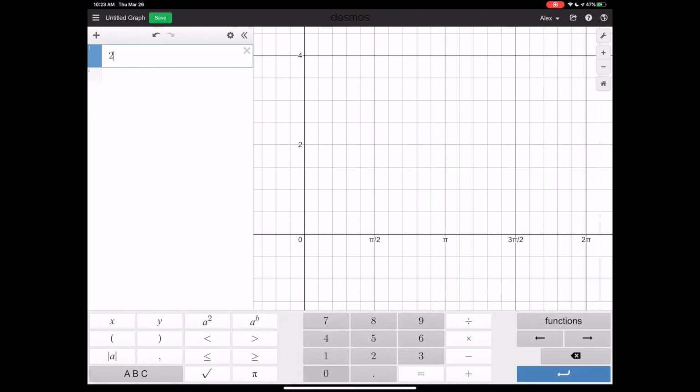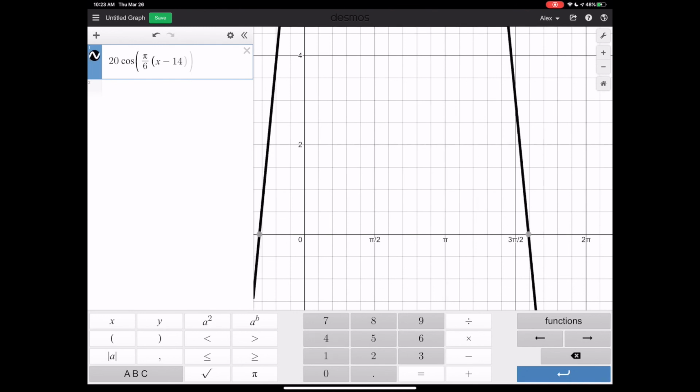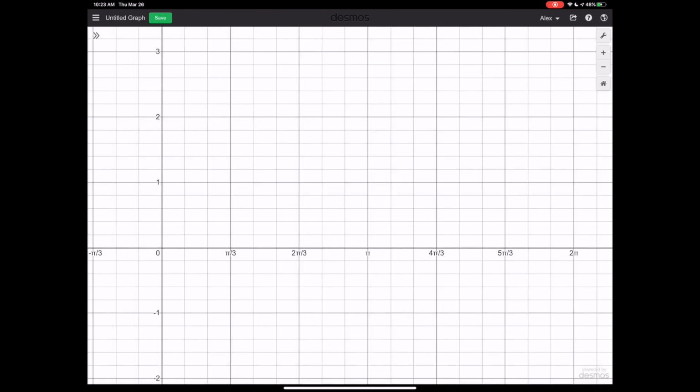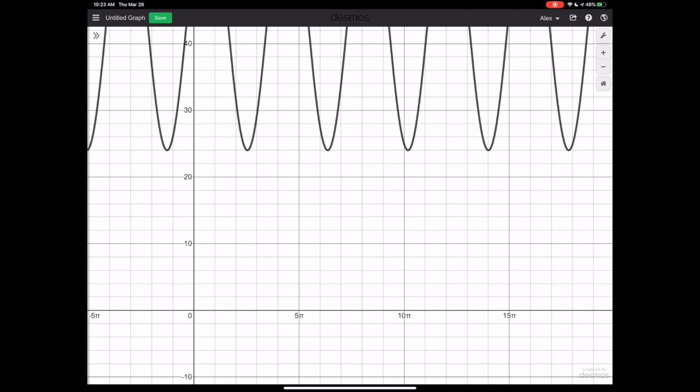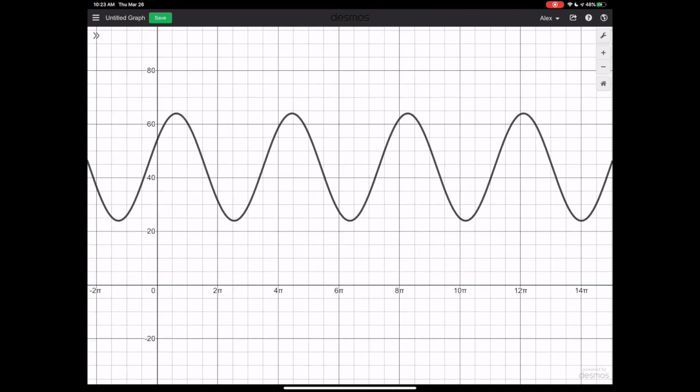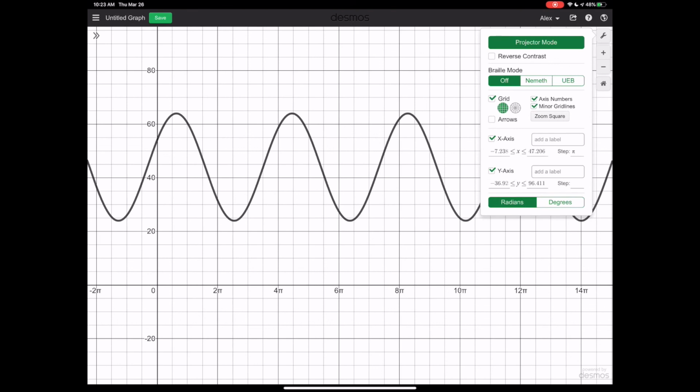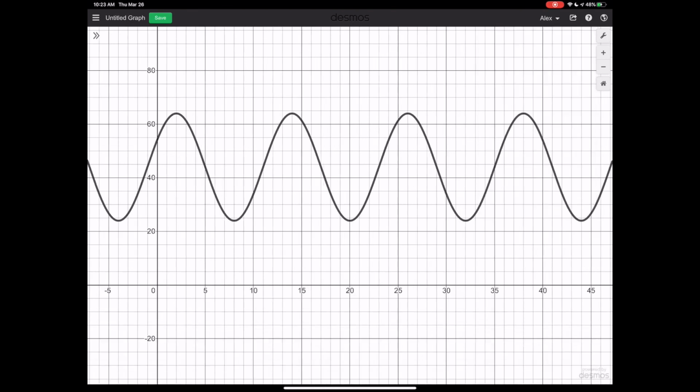All right, so I've got 20 cosine of pi divided by 6, parentheses, x minus, I've already forgot. What's my horizontal shift? 14. Close parentheses, plus 44. I'm not going to be able to see my graph right now, so I'm going to zoom out. There it is right there. And I'm going to get my x values to go back to being whole numbers since I'm looking at time.